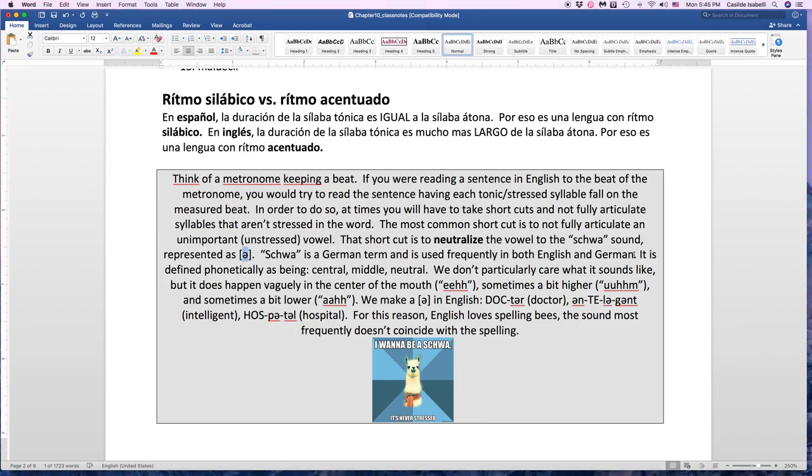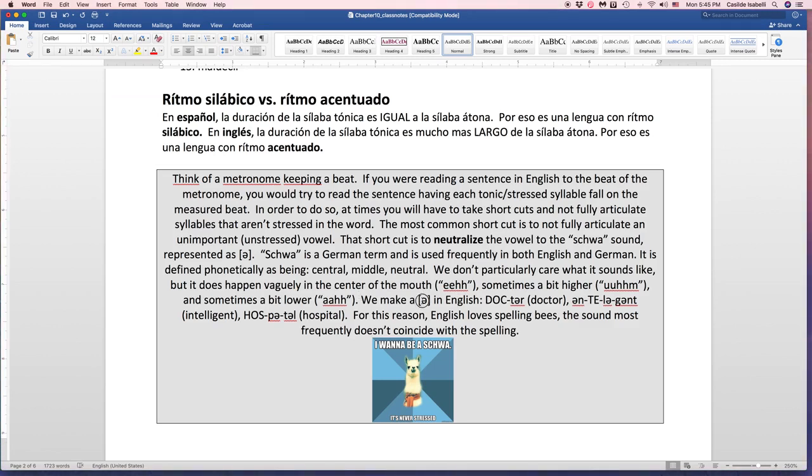That's why we have the schwa, the neutral sound, the easiest sound, which doesn't take much energy to produce. It is defined phonetically as central, middle, and neutral. It's what we saw in the triangle for the letter A in Spanish. If you remember the isosceles triangle, at the bottom tip we had the A. We don't particularly care what it sounds like, but it does happen vaguely in the center of the mouth. Maybe it's better to hear: sometimes a bit higher and sometimes a bit lower, ah.